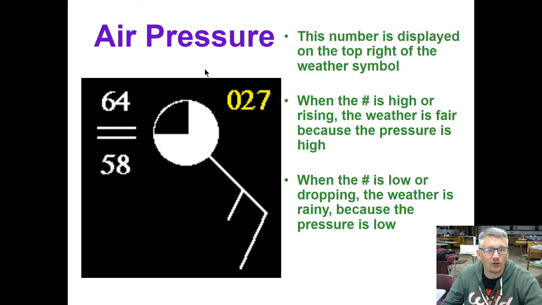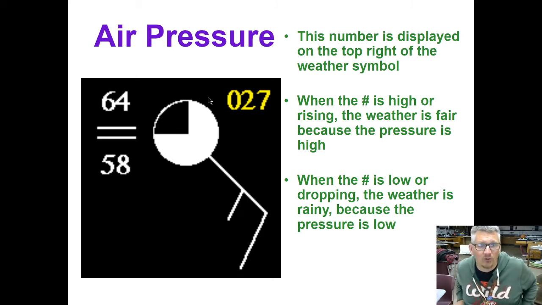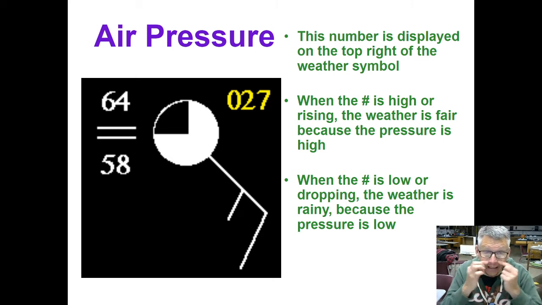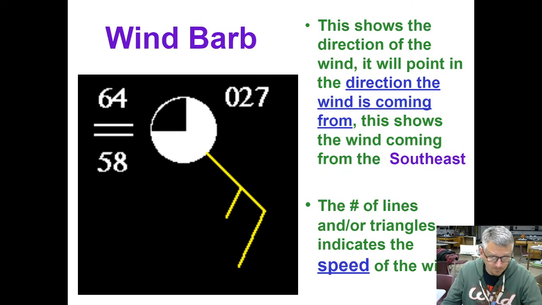Up here is going to be our air pressure. And that's a model number. We will be spending some time on this a little bit later. The air pressure is not 027, but that actually represents a number like 1002.7, and we will be talking about that later.